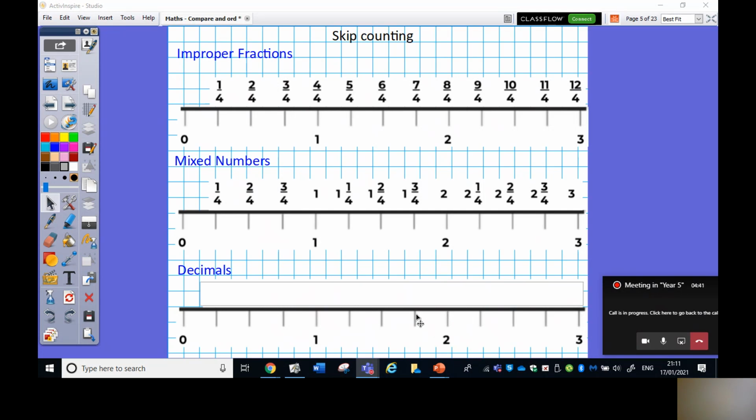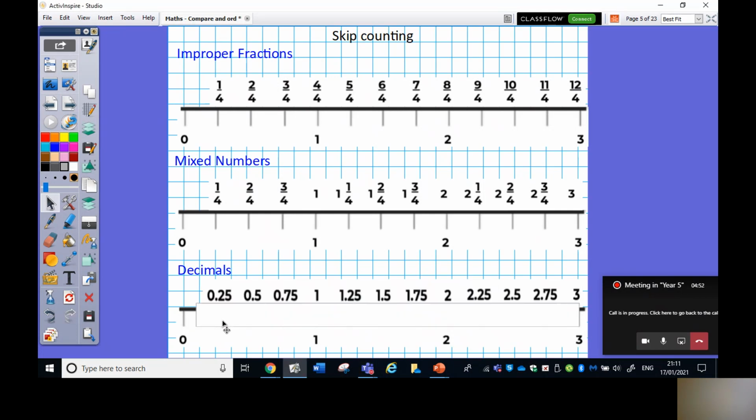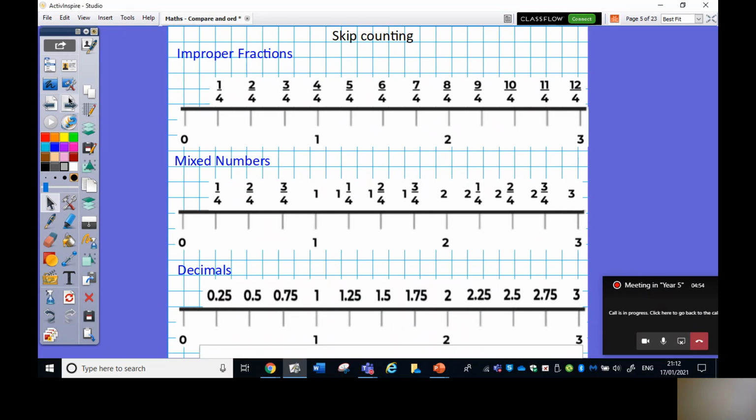2, 1.5, 1, 0.5, and 0. Fantastic. Great job. Well done, guys.